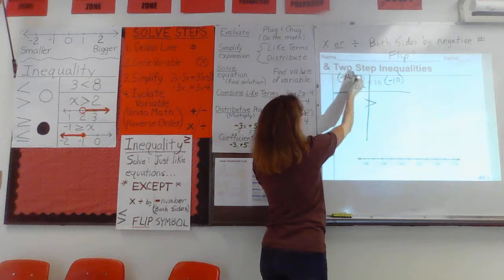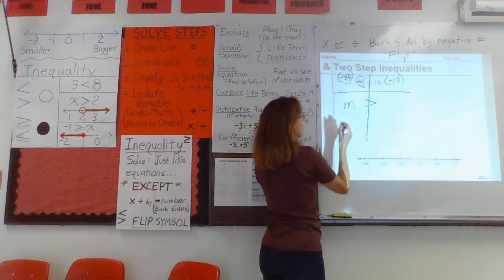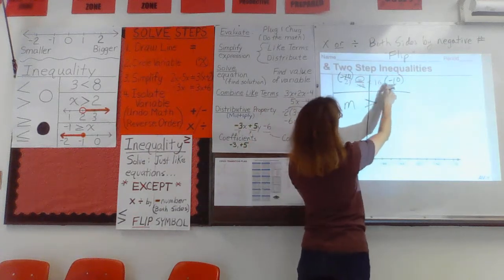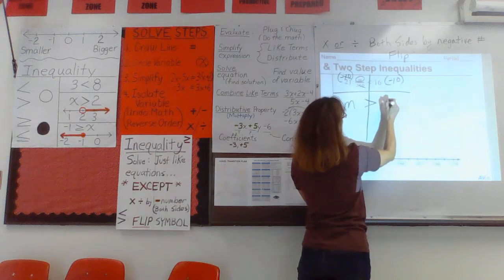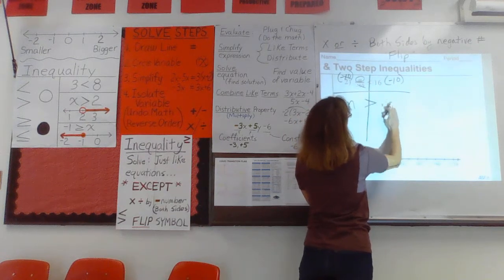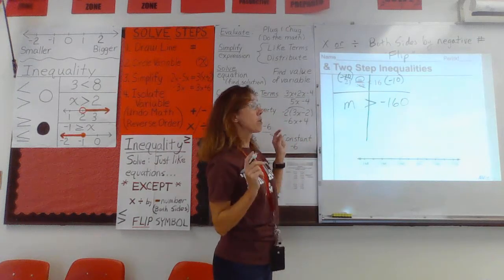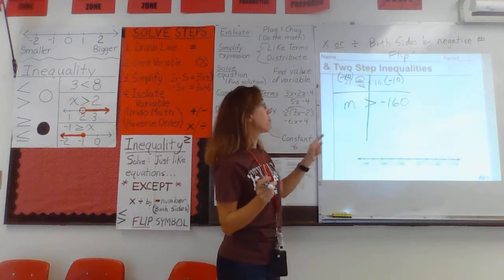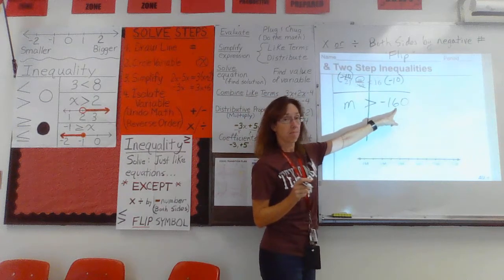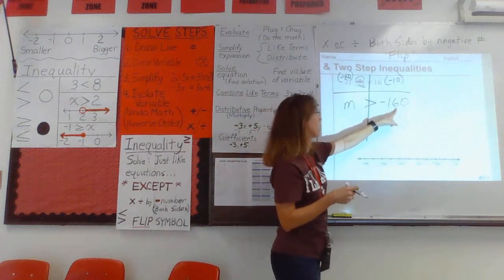The 10s are over here. They canceled out, which is why we did it. M is left all by itself. And 16 times 10 is 160, and since one is positive and one is negative, it is a negative, so negative 160. So now we just have to figure out how to graph it. The number I'm interested in is negative 160, because that's the only number in my answer, right?